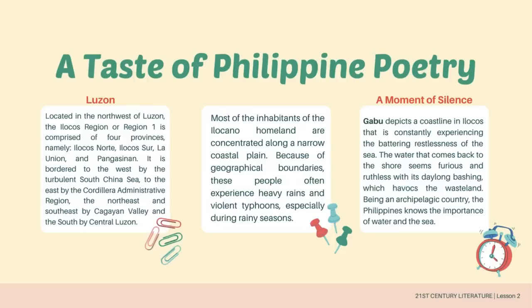Let us have one literary piece from someone in Region 1. Gabu is the title of this piece. It depicts a coastline in Ilocos that is constantly experiencing the battering restlessness of the sea. The water that comes back to the shore seems furious and ruthless with its day-long bashing, which havocs the wasteland. Being an archipelagic country, the Philippines knows the importance of water in the sea.